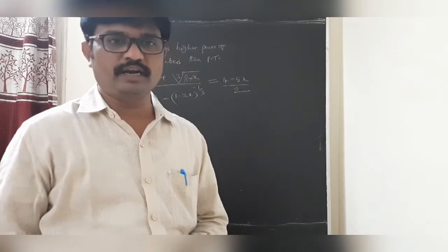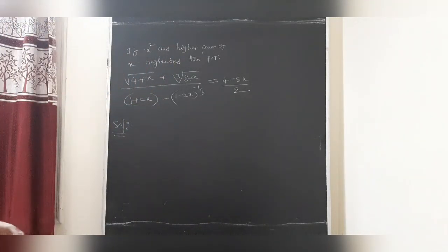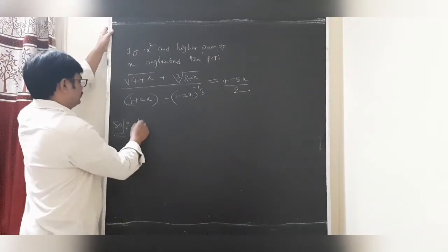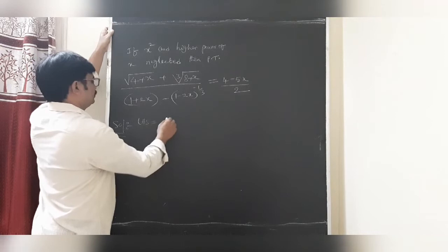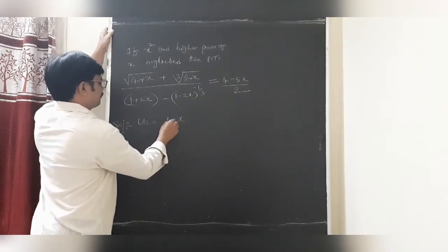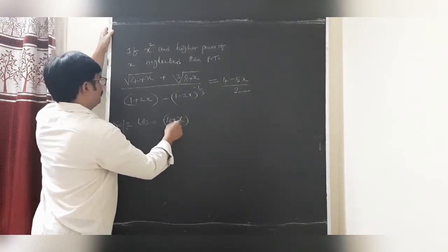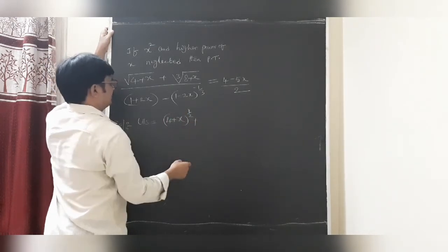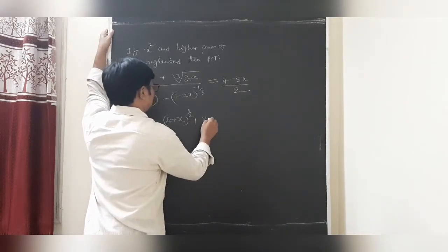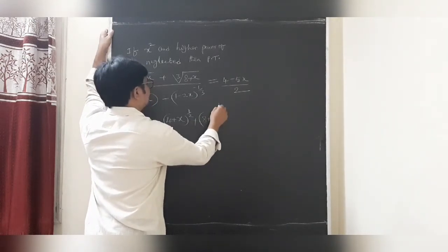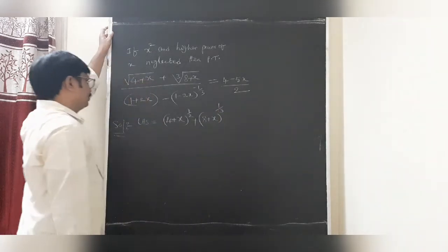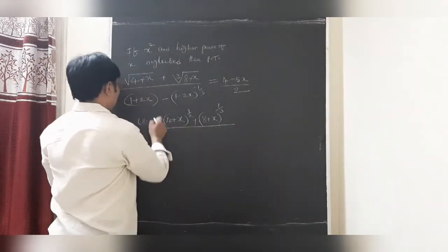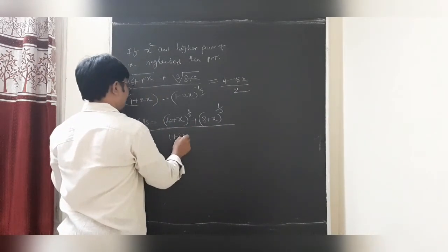Now students, x square and higher power of x may be neglected. Then prove that the left hand side, root of 4 plus x, is (4 plus x) whole power 1 by 2. After that students, the 8 plus x whole power 1 by 3. Dear students, this is 1 plus 2x.